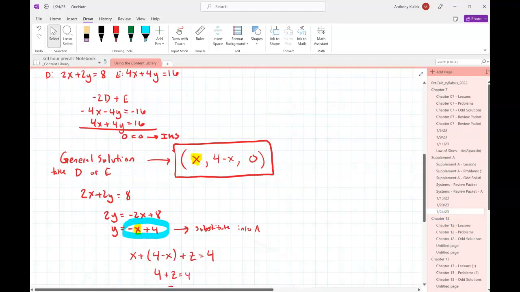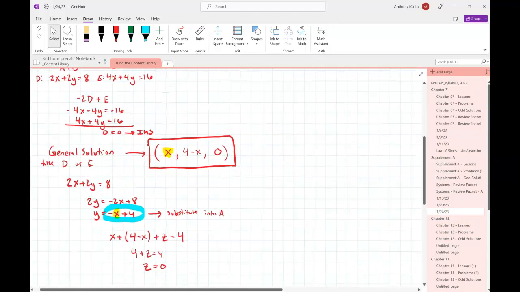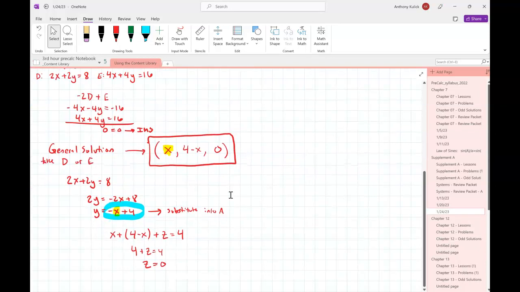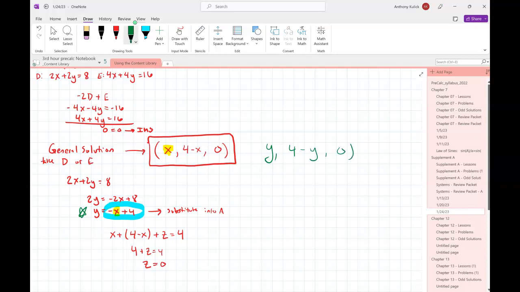Now, is that the only general solution? The answer is no. If at this step we had isolated x instead of y, you would have generated a different answer with y. It turns out this time to be the exact same thing because the equation is symmetric, but you could have ended up with that, and that would be acceptable as well.